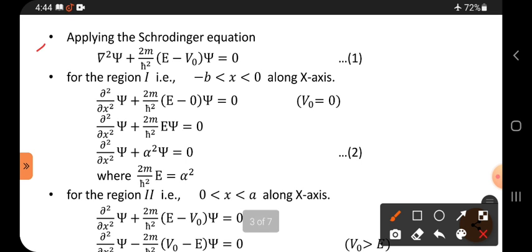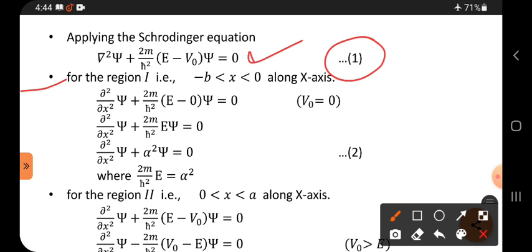Applying the Schrodinger equation. So what is the Schrodinger equation? Generally, the Schrodinger equation is del square psi plus 2m by h square into (E minus V) psi equals 0. But here I have taken the potential energy as V naught, so in place of V, V naught is written. Let this be equation 1 for region 1.